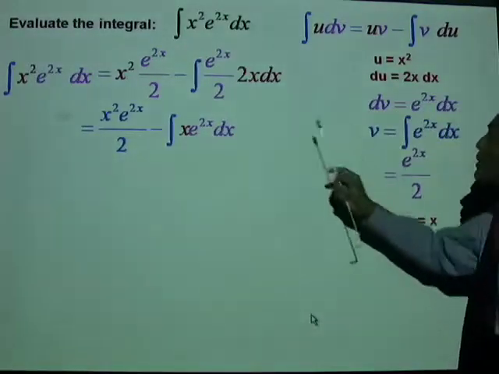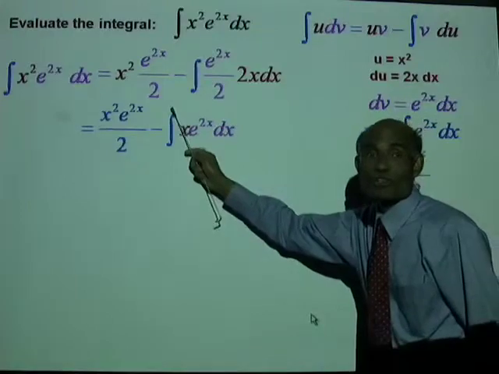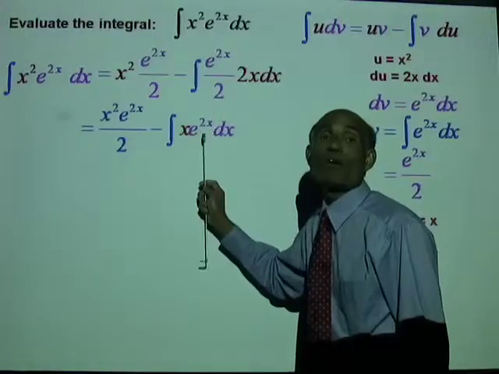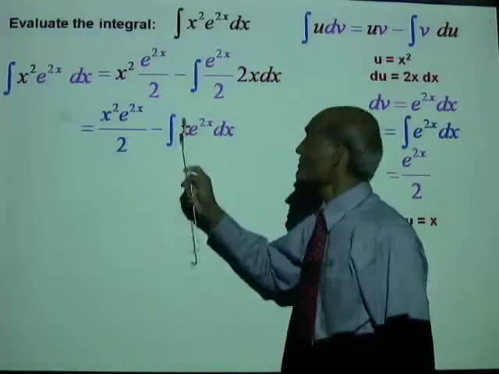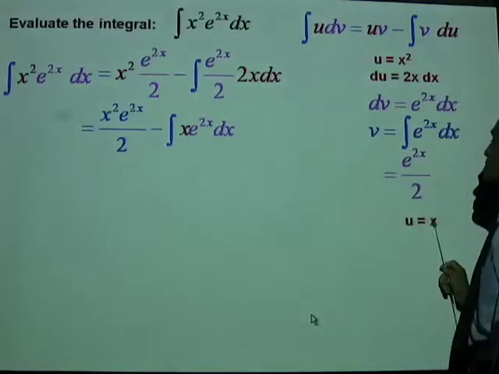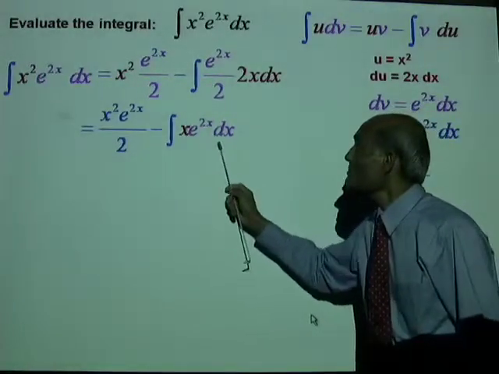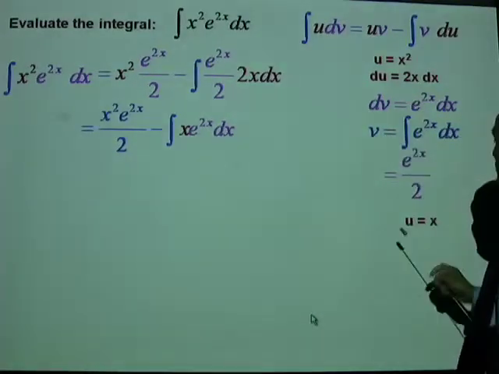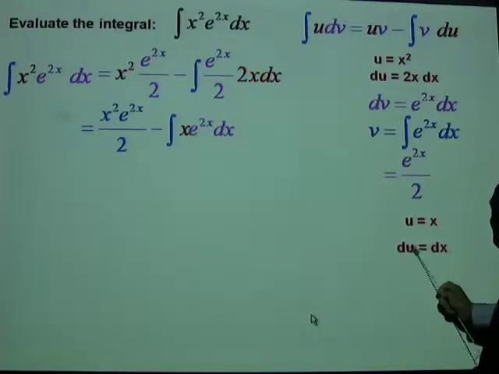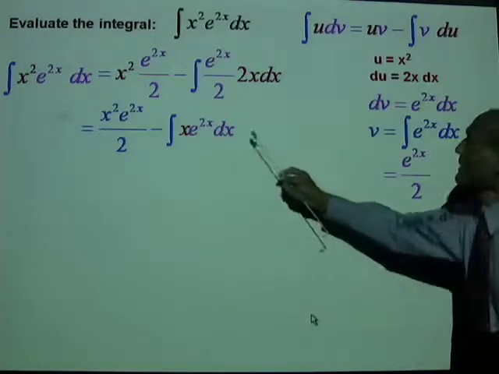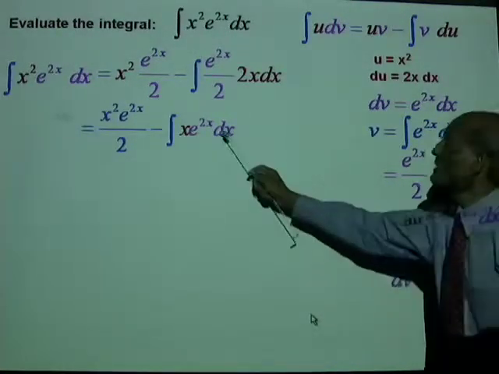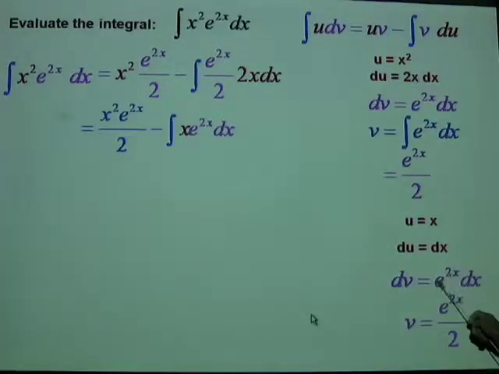That means you have to call u equal to x. If you are following me, this integration can be done only using integration by parts. So we use u equal to x, and e to the power of 2x dx will be our new dv. If u equal to x, then du equal to dx. If dv equal to e to the power of 2x dx, then v will be the integral of this, which is e to the power of 2x divided by 2.